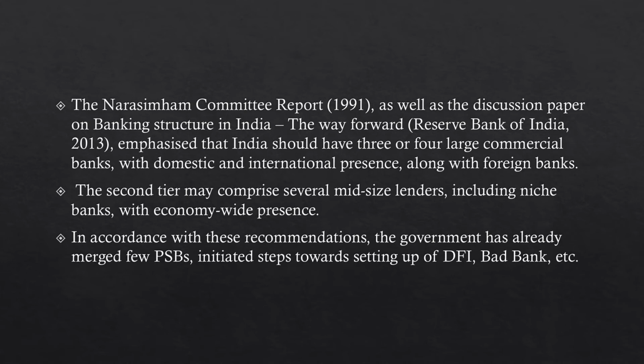In 1991, the Narasimham Committee on banking structure in India gave certain recommendations. They emphasized that the Indian economy should have three or four large commercial banks with some domestic as well as international presence, along with foreign banks. Then they recommended some mid-sized lenders, including some small banks which would have some economy-wide presence.